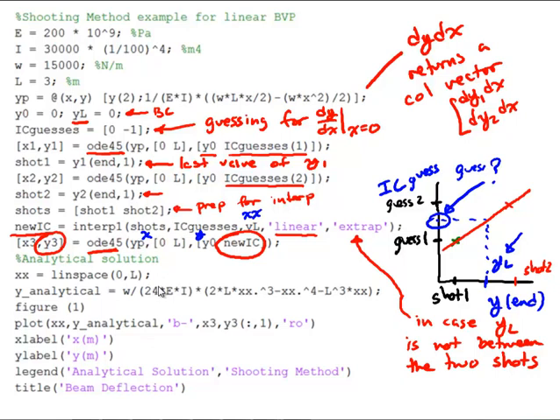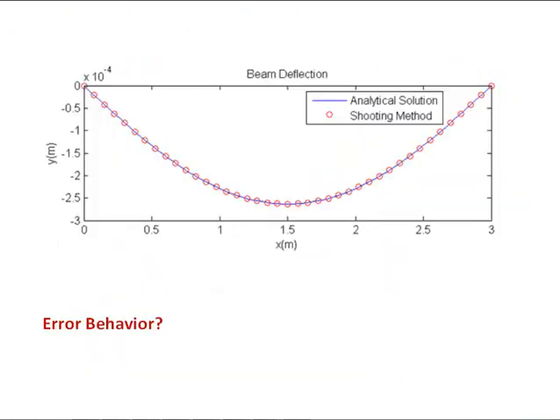I've got the analytical solution here, and we'll just plot them to take a look. You can see looking at this plot, and you can download and run the code and look quantitatively, that it's very accurate compared to the analytical solution. Our shooting method solution is pretty much right on top of it. Those are the red circles in the graph.